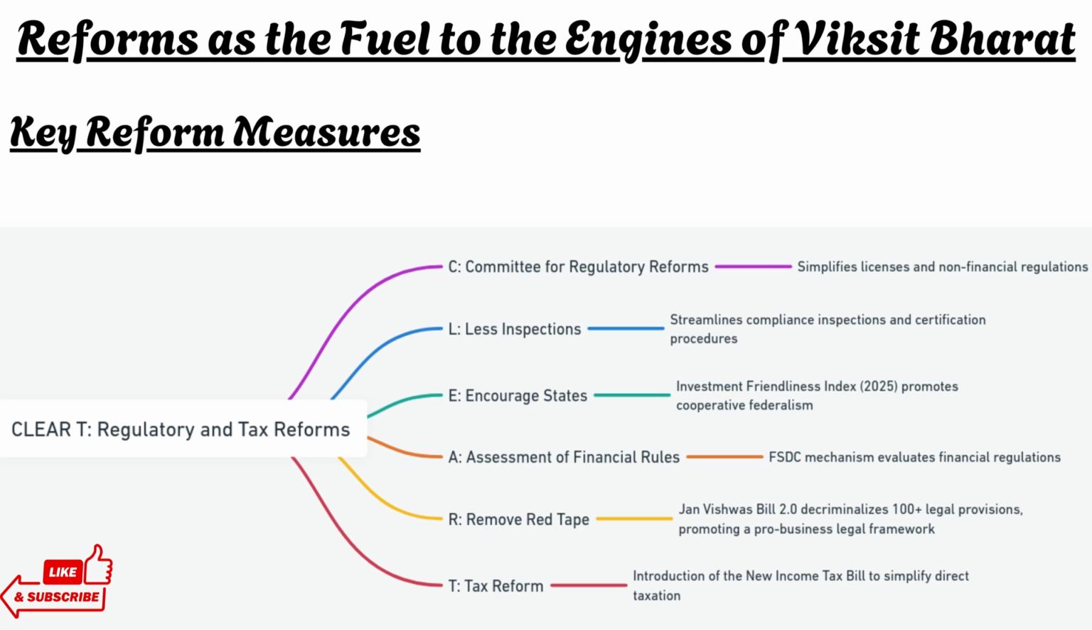So friends, with this clear T mnemonic, we've learned how the government is clearing the path for businesses to grow. From fewer inspections and simpler regulations to better state rankings and tax reforms, everything is aimed at making India the most business-friendly destination in the world. Trust me, these reforms are game changers.